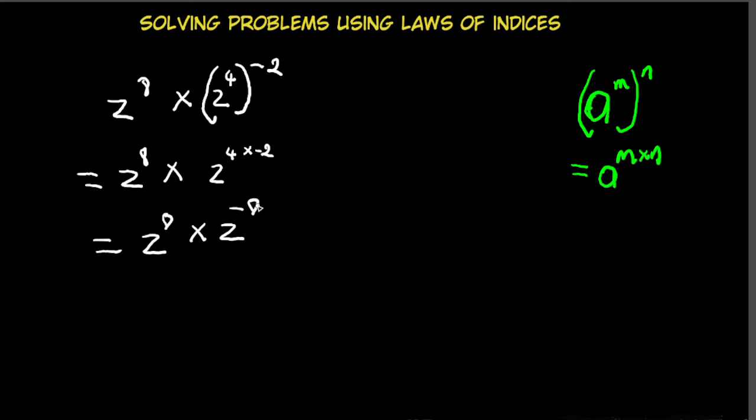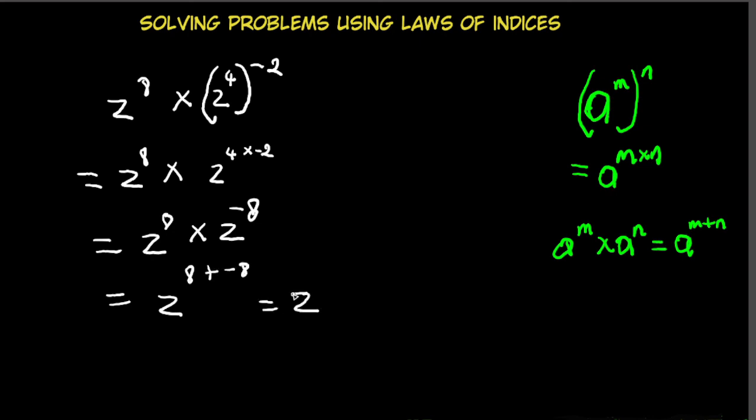Now, again from the laws of indices, a to the m power times a to the n power is equal to a raised to m plus n. So we're going to keep the base here and add the indices. So it's z raised to positive 8 plus negative 8, which is equal to z raised to 0. And we know that any number raised to the power of 0 is equal to 1. And that is our final answer.